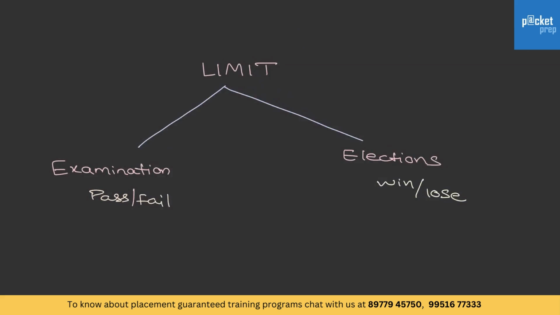The fourth type of problems in percentages are based on limit. These are conceptual versions of type 2 and 3. So the concepts used are examinations and elections. Why did I call this limit? Because in examination we have two choices, either to pass or fail. Same in elections, we have winning and losing. Let's see problems related to both.